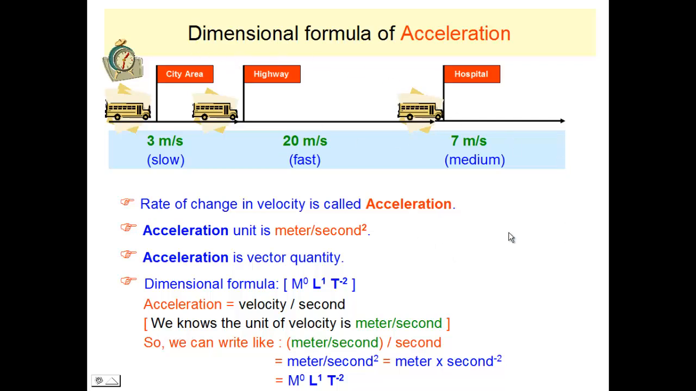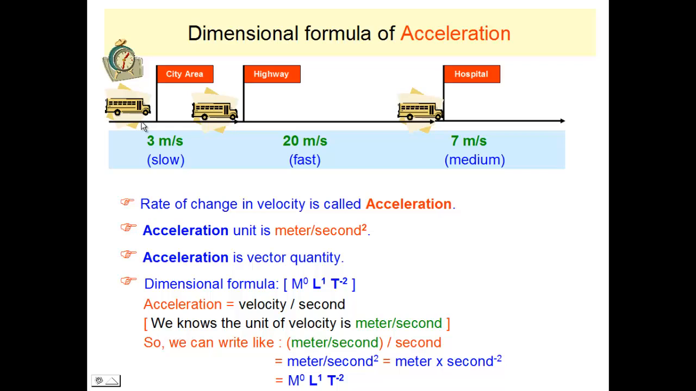Now next we learn the dimensional formula of acceleration. First we understand what acceleration is. Acceleration is the rate of change in velocity. Now we take an example: we have a school bus. The school bus passes through the city area. At that time the speed is 3 meter per second.